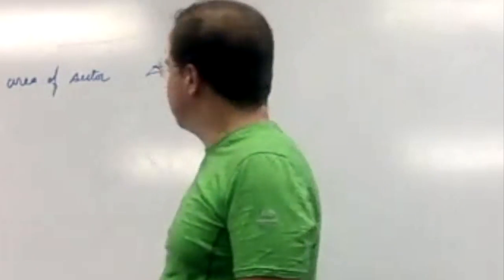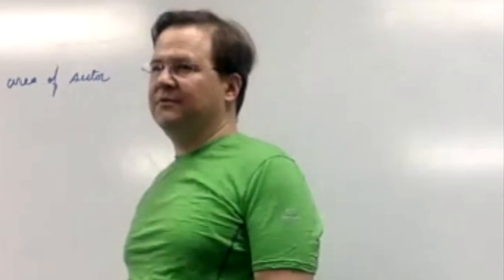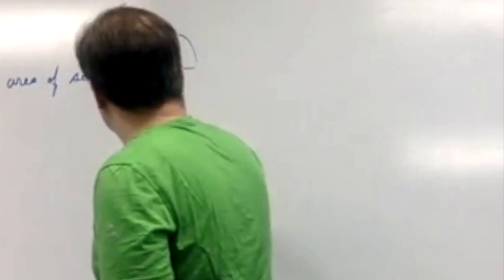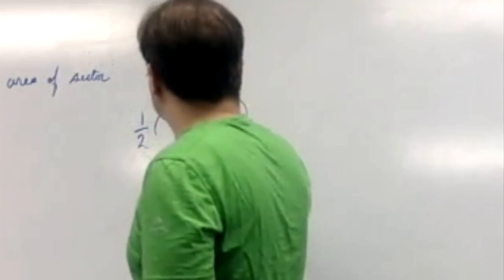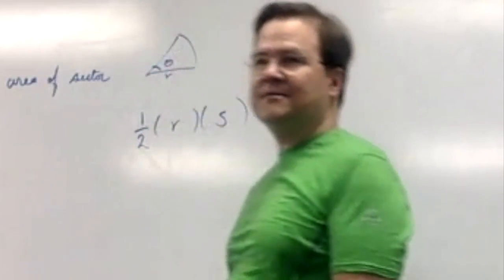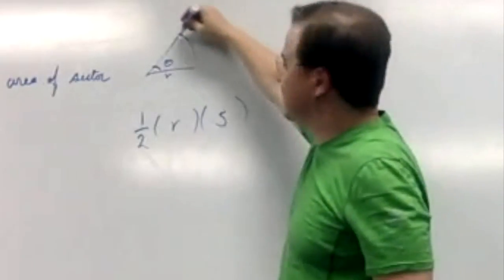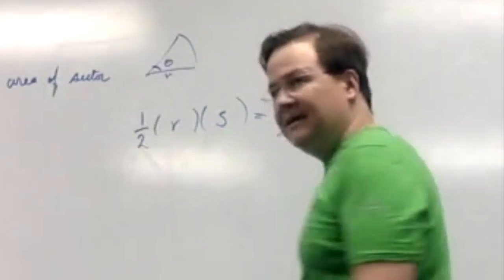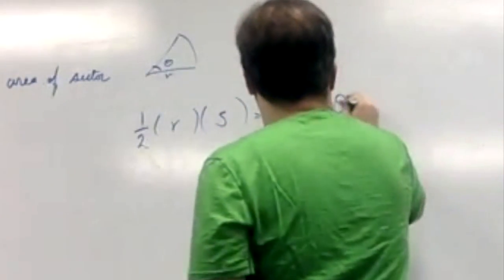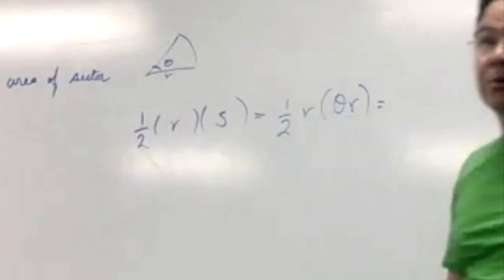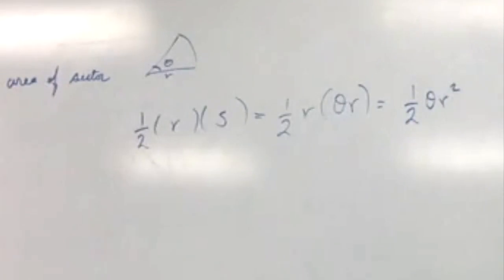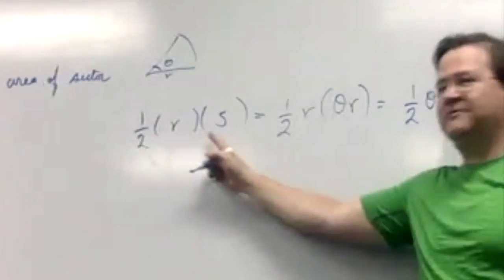The way I remember it, it reminds me of the formula for the area of a triangle, one half base times height. But in this case, it's one half r times s, for a circle. And since s is theta r, the one in the book actually said one half theta r squared. One way or another, you've got to remember it. I obviously don't. I have to reinvent it each time.